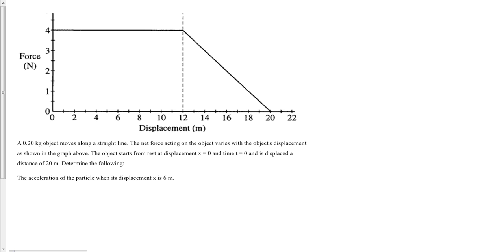Acceleration when we're at 6 meters. So we'll take a look at 6 meters. Force is 4 newtons. So F equals ma. Force there is 4 newtons. Mass of the object is 0.2 kilograms, as read from the problem. Acceleration, 20 meters per second squared.